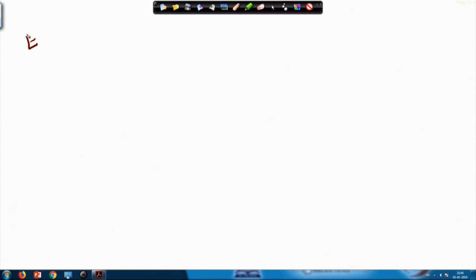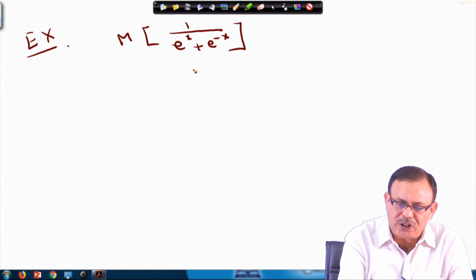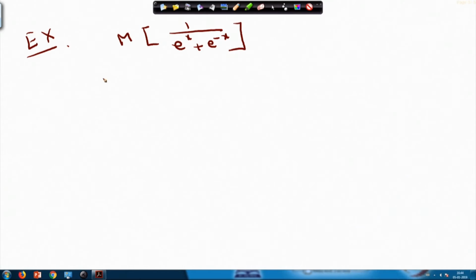So, let us start with two more examples on Mellin transform, how to find out the Mellin transform of some functions, and then we will shift to the last topic of this lecture series, that is Z transform. So, let us find out the Mellin transform of this function, 1 by e power x plus e power minus x. I am just trying to give exposure to different kinds of functions.